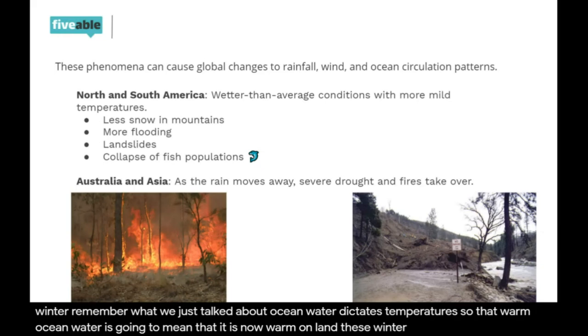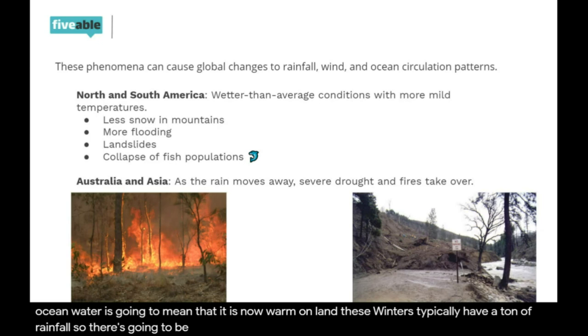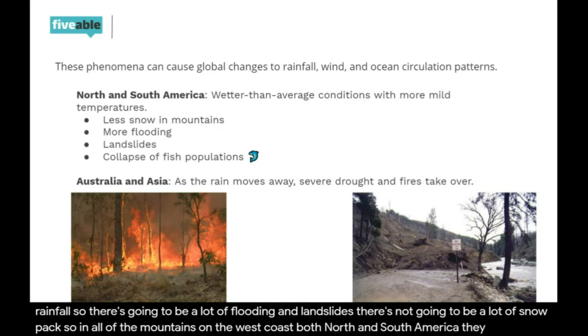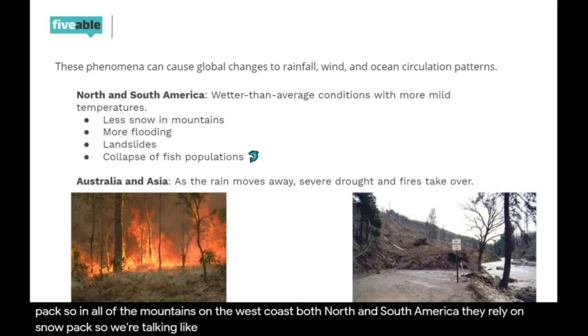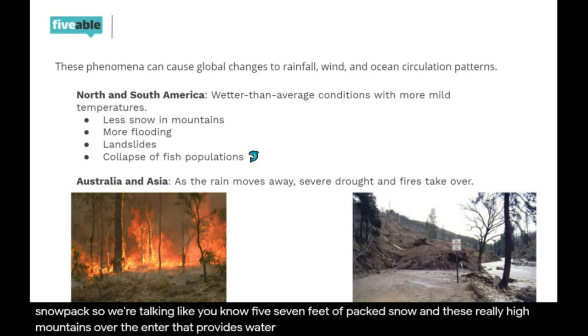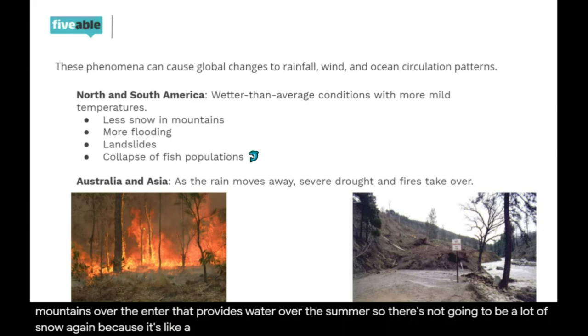These winters typically have a ton of rainfall. So there's going to be a lot of flooding and landslides. There's not going to be a lot of snowpack. In all of the mountains on the West Coast, both North and South America, they rely on snowpack. We're talking like 5-7 feet of packed snow in these really high mountains over the winter that provides water over the summer. So there's not going to be a lot of snow, again, because it's a wet, warm winter.